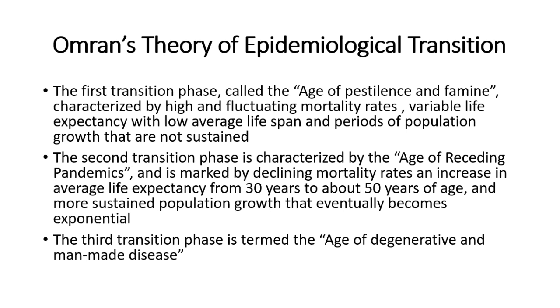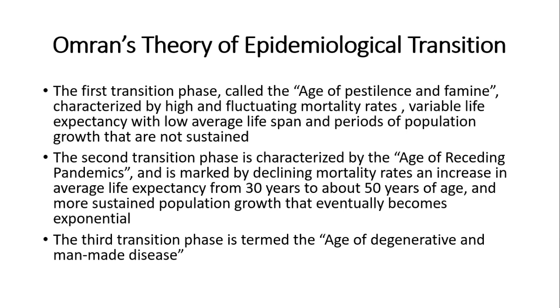The second transition phase is characterized by the age of receding pandemics, marked by declining mortality rate and an increase in life expectancy from 30 to about 50 years of age, and more sustained population growth. So initially there were more pandemics like swine flu, and then during the industrial revolution time, there had been multiple infectious diseases which affected the population at large. So over the period, pandemics have reduced and life expectancy has increased.